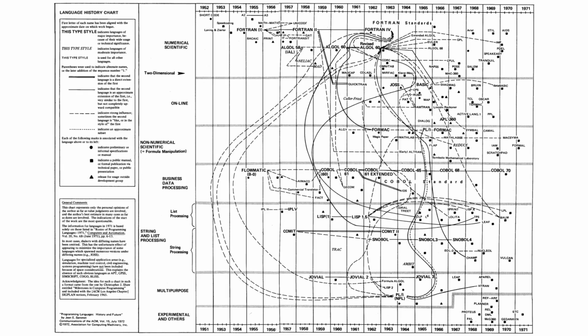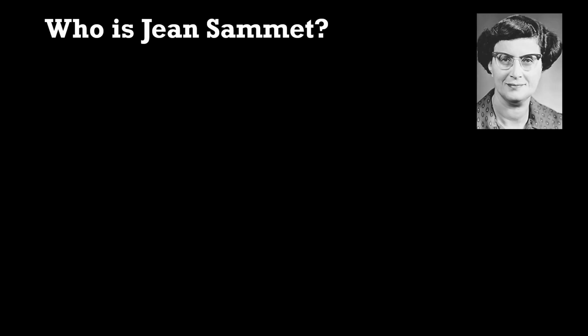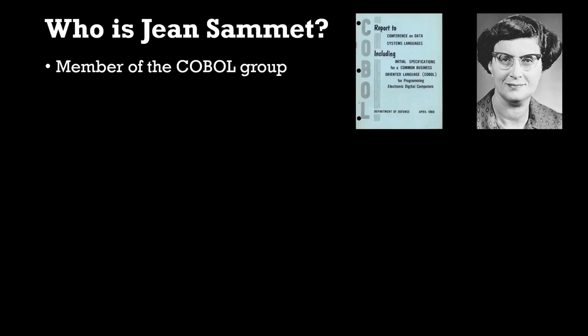And two pre-recordings ago, I showed this map, which is a history chart of early programming languages, ALGOL, COBOL, Fortran, and APL, all on this map. And I said that I was going to do a little mini biography, as we've been doing in some of the videos, on Jean Sammet, who is the person that created that wonderful programming language history chart. So, who is Jean Sammet?